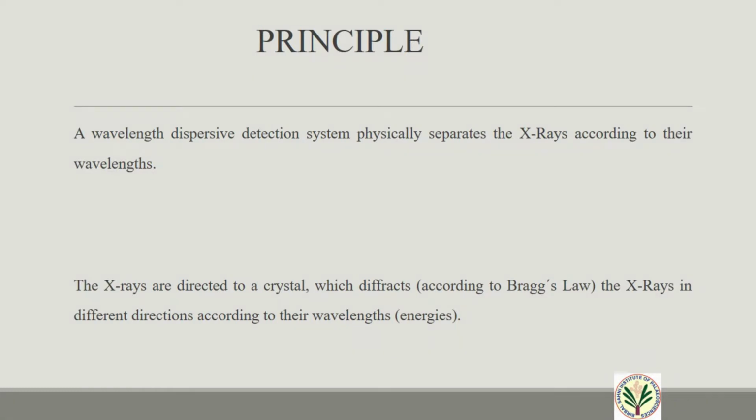The basic principle of X-ray fluorescence is that the dispersive detection system physically separates the X-rays according to their wavelengths, and the X-rays are directed to a crystal which diffracts them in different directions according to their wavelengths, following Bragg's law.